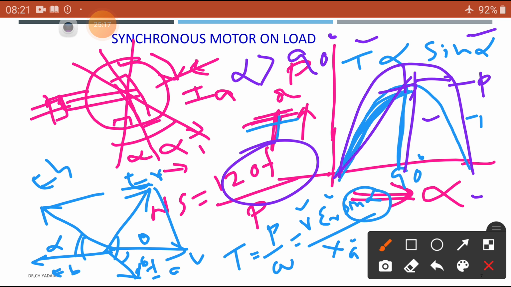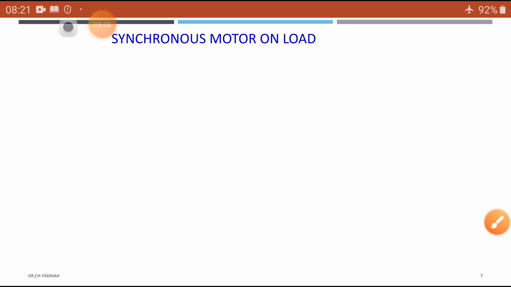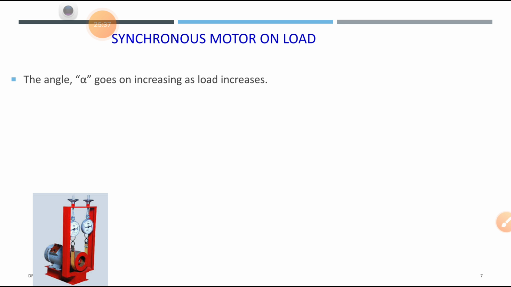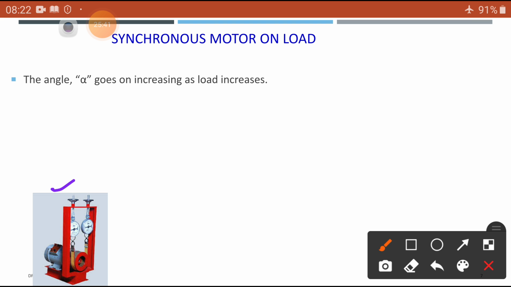So this you can see in detail. Now students, this is very easy to understand, so everything should be in a mathematical way. You can see clearly that the angle alpha goes on increasing as the load increases. So what is the load? You can observe in a laboratory, you are going to add the spring load on the rotor.